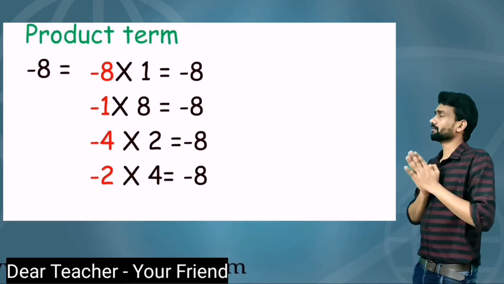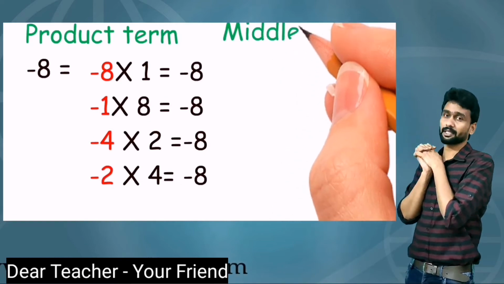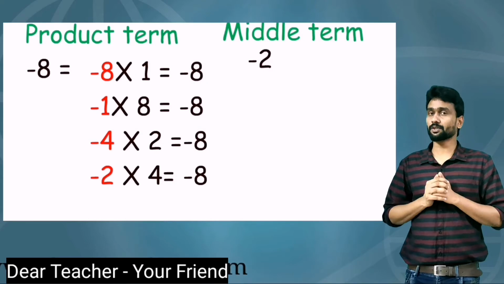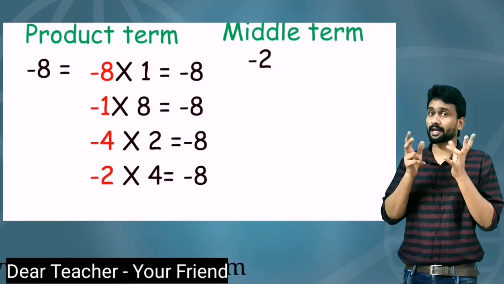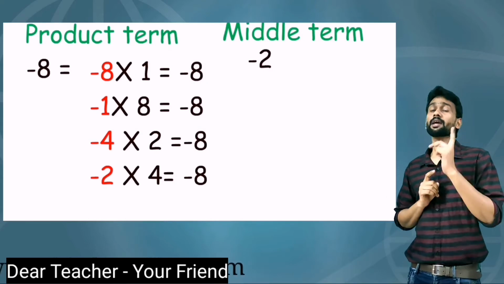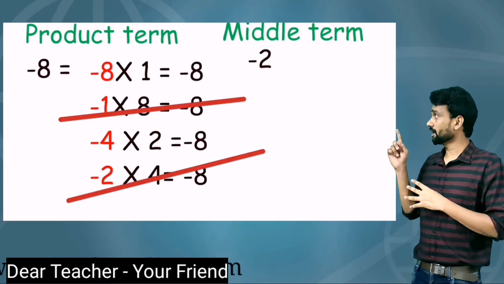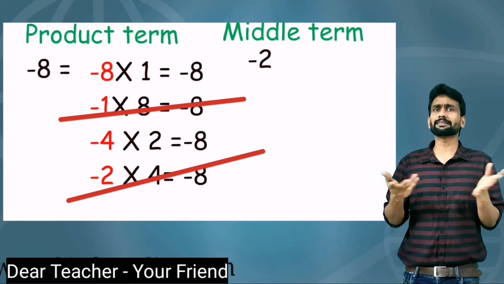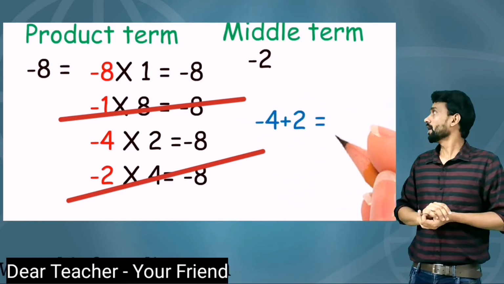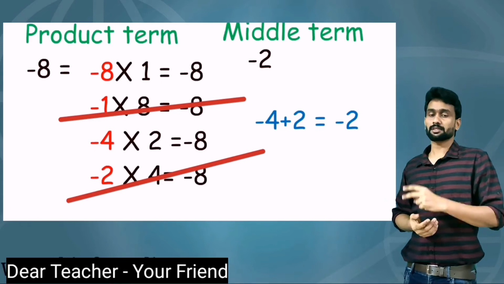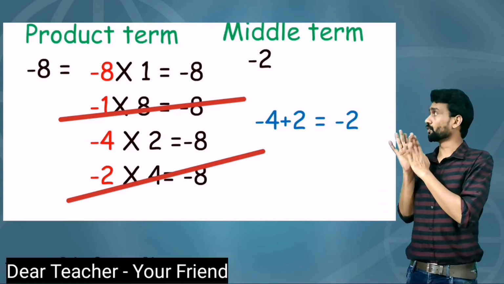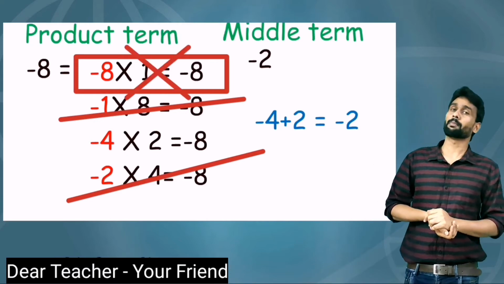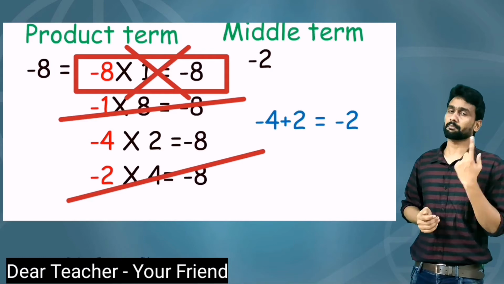We can take the middle term. What is our middle term? Middle term is minus 2. Here the product term is negative and the middle term is also negative. Then in the pair of factors, the larger value will be negative. Here we have the options minus 1 into 8 and minus 2 into 4; I am going to cancel those, because the larger value will not be negative. Then what are the two other options? Minus 8 into 1 and minus 4 into 2. We know minus 8 and 1 have no relation with the 2. Minus 4 plus 2 is minus 2.